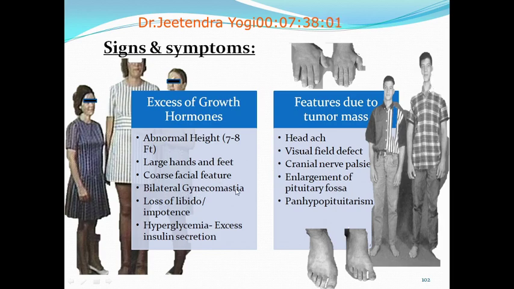In males, due to the excess growth hormone secretion, it develops bilateral gynecomastia because growth hormone can create signs and symptoms like that of prolactin release. And in males, it causes loss of libido and impotency because of features similar to prolactinemia. And due to the excess secretion of growth hormone, biochemically it causes hyperglycemia and excess insulin secretion.